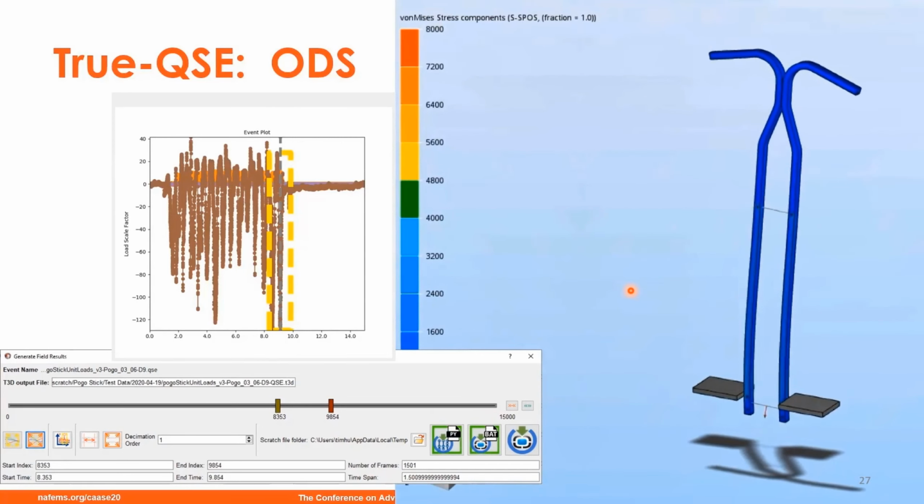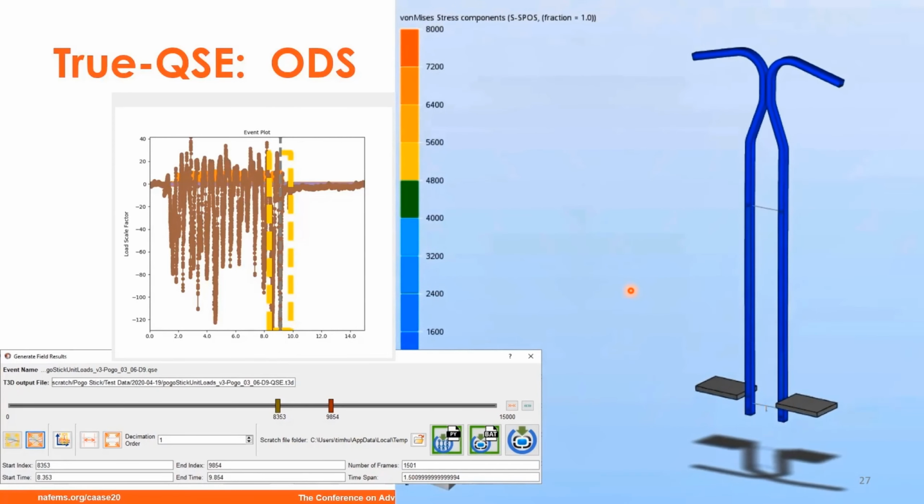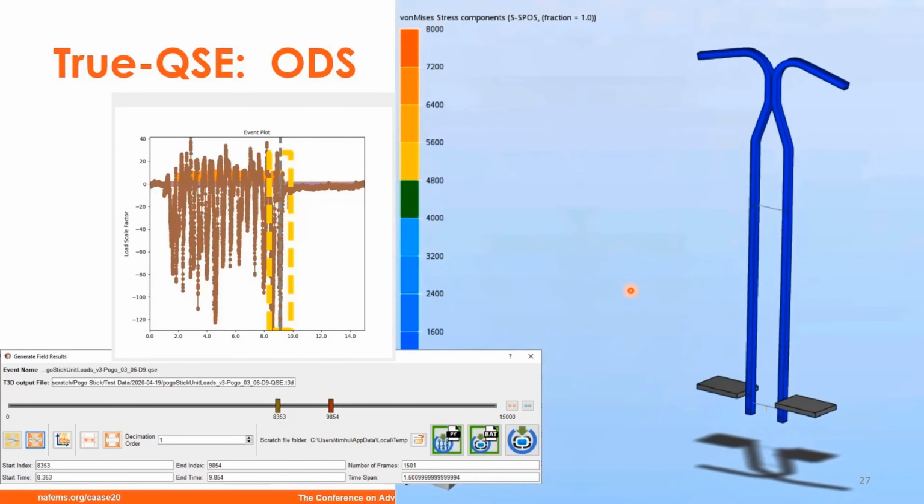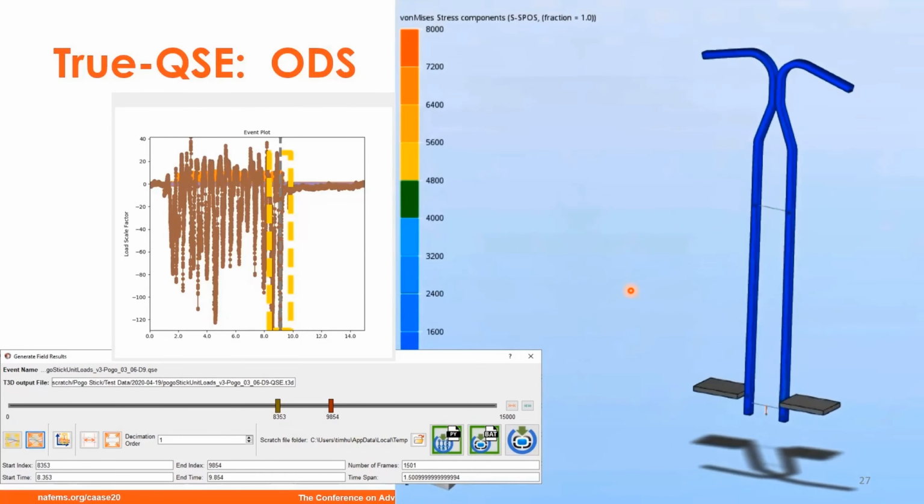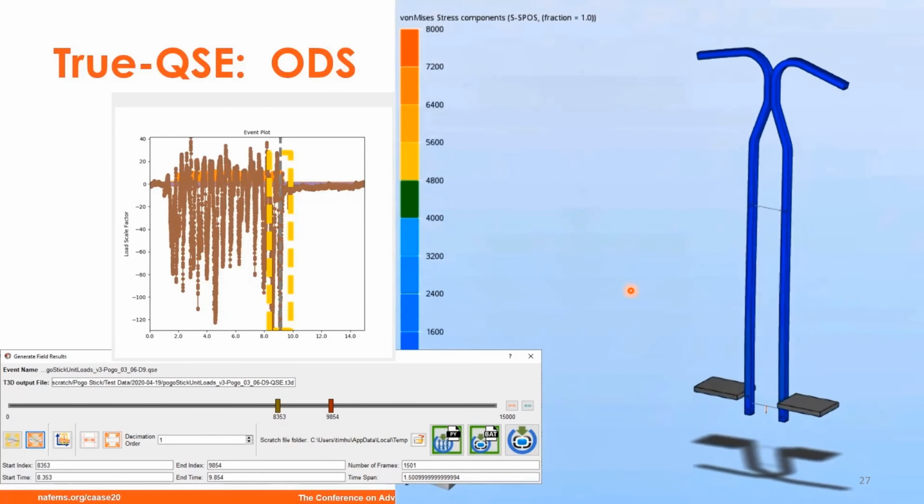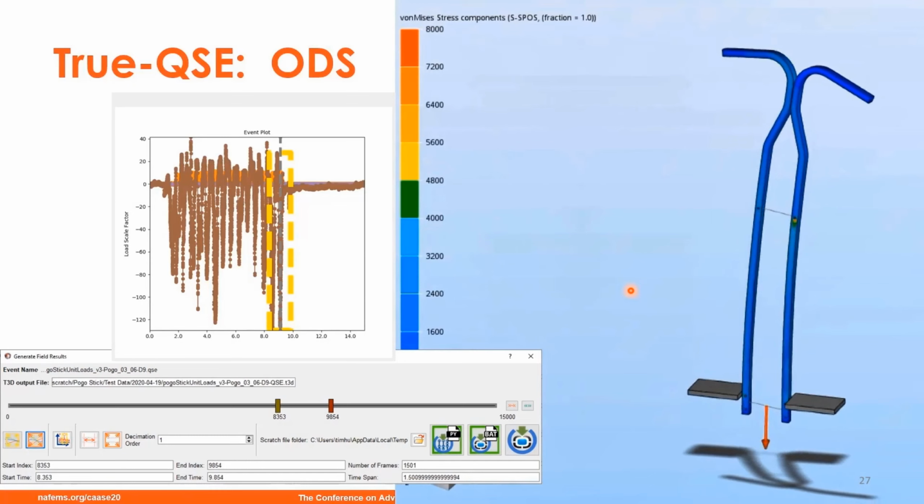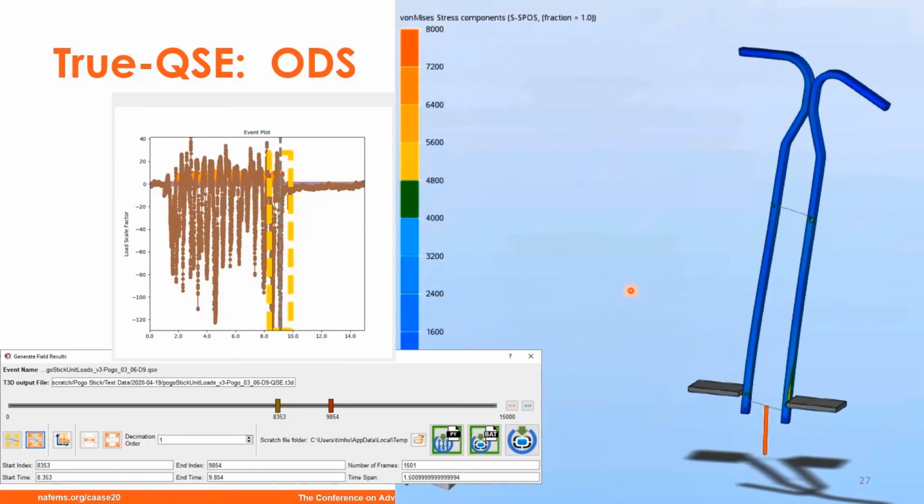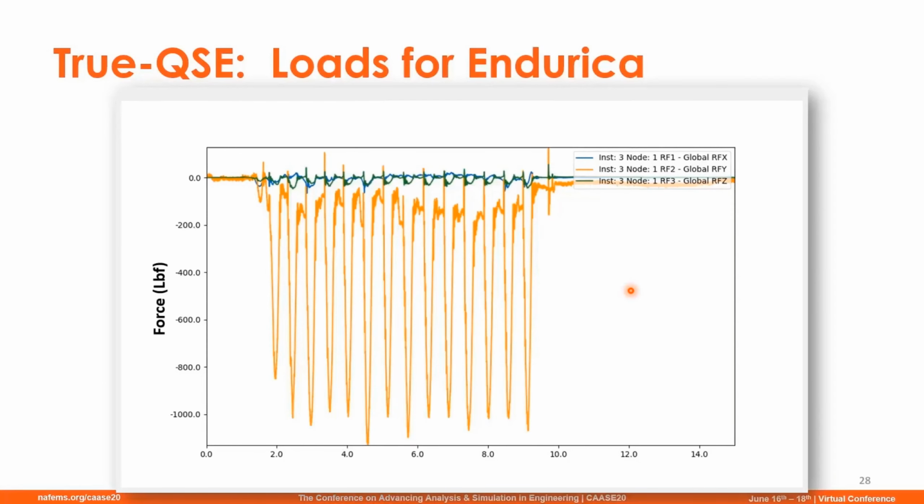So here you see the peak load area of the structure as it's going through an event. Okay. So now we get a full field operating deflection shape just from 10 strain gauges. So that's a pretty powerful thing. So here are the loads for Endurica, and then we just give those to Endurica.